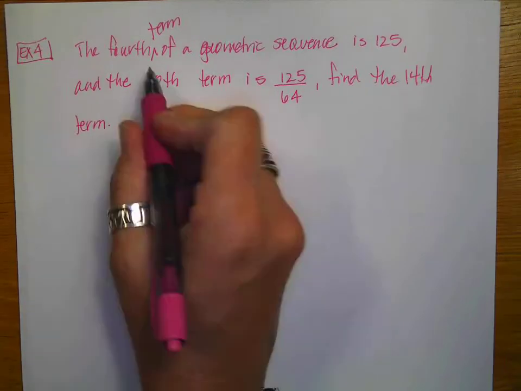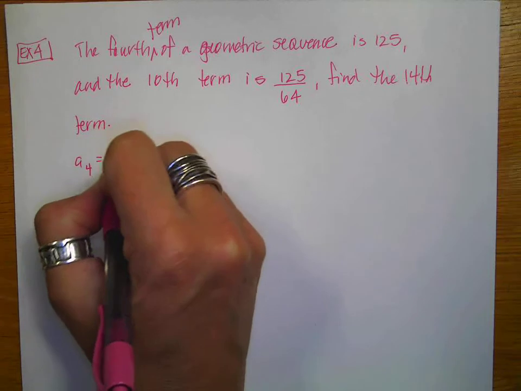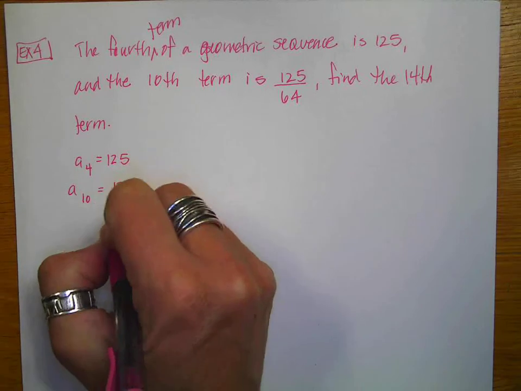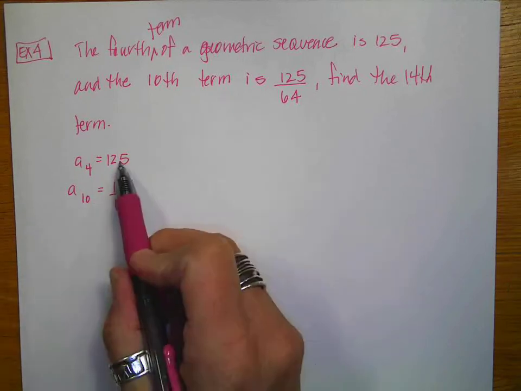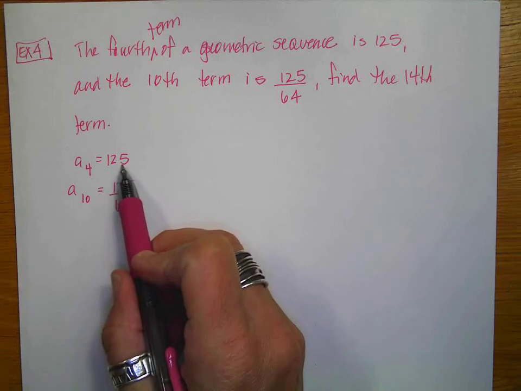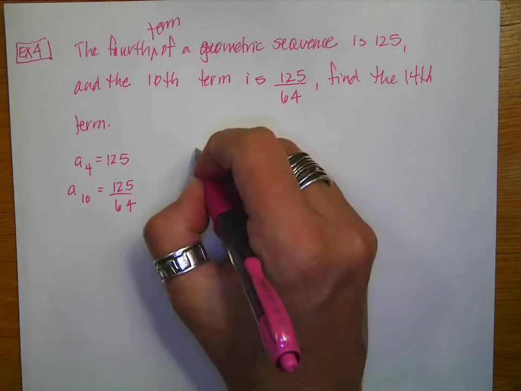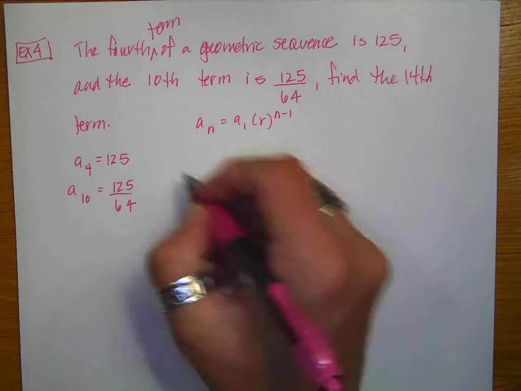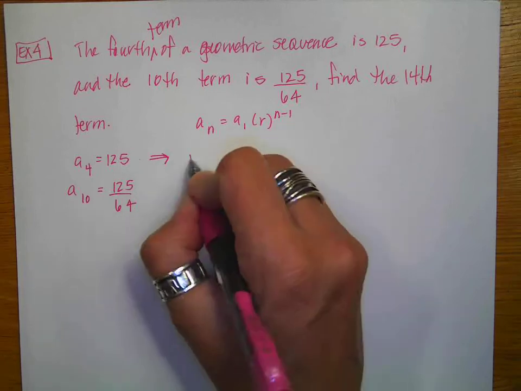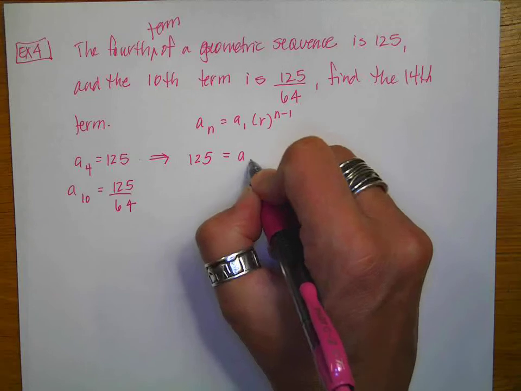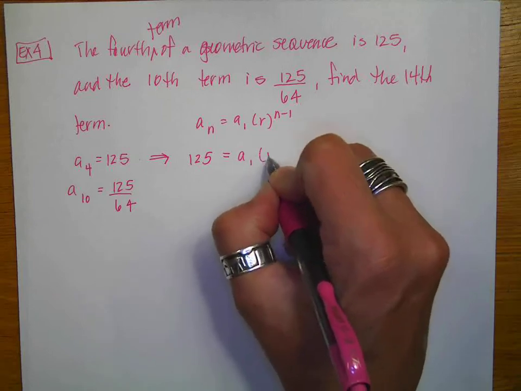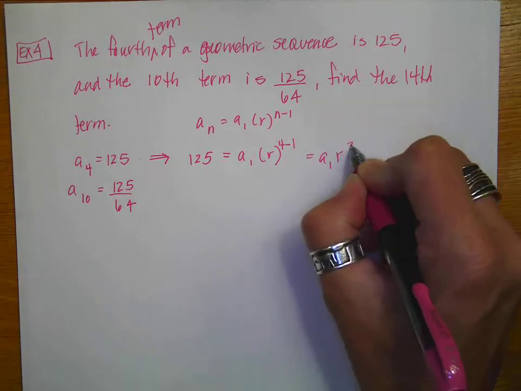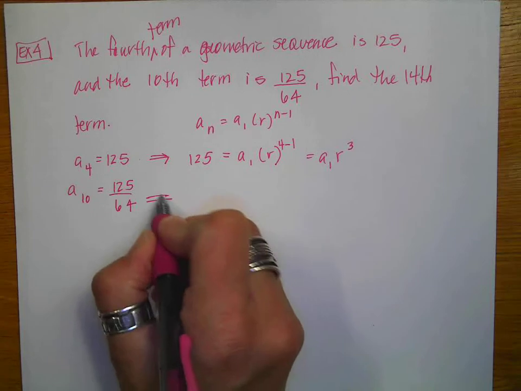All right. So let's write down what we know. We know that the fourth term, so a sub 4, is going to equal 125, and I know a sub 10 is equal to 125 over 64. So I'm going to use these terms to see if I can write a system of equations. Remember our generic rule is a sub 1 times r raised to the n minus 1. So using this data point, I'm going to write 125 is equal to a sub 1, I don't know a sub 1, times r raised to the 4 minus 1. So this is a sub 1 times r to the third.